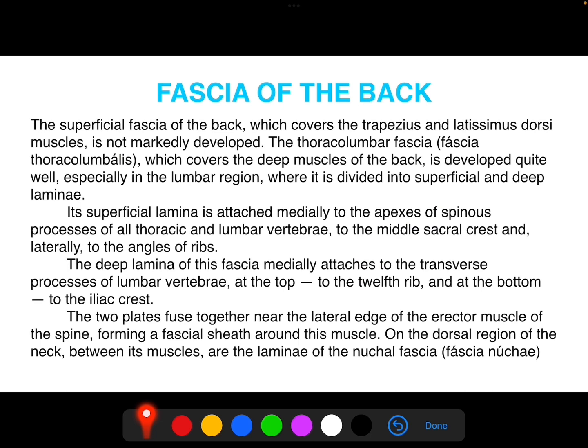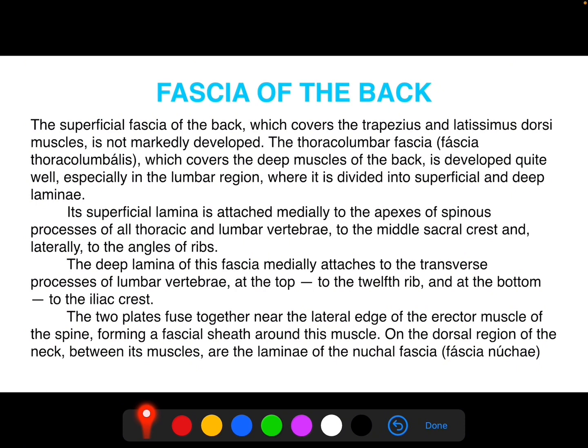Now let's move on to the fascia of the back. The superficial fascia of the back, which covers the trapezius and latissimus dorsi muscle, is not markedly developed, in which case you can't properly see it on the cadaver. The thoracolumbar fascia, which covers the deep muscles of the back, is developed quite well, especially in the lumbar region, where it is divided into superficial and deep laminae.